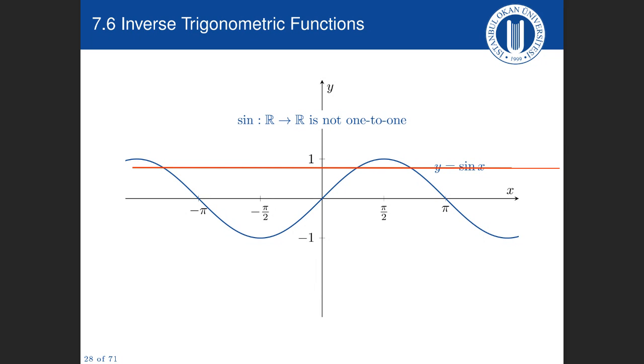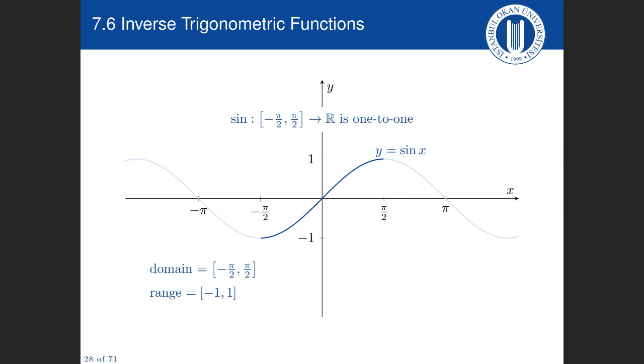However, if we restrict the domain of sine to only being between minus pi over 2 and pi over 2, then we do have a one-to-one function. We have a function where the domain is the closed interval from minus pi over 2 to pi over 2, and the range is the closed interval from minus 1 to 1.